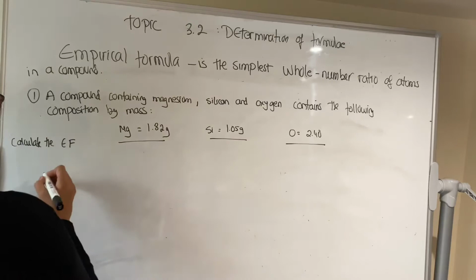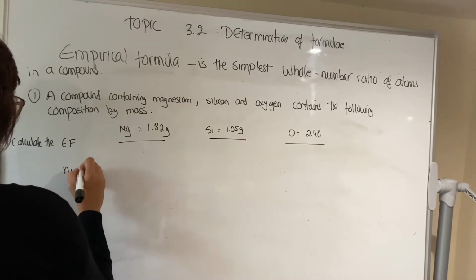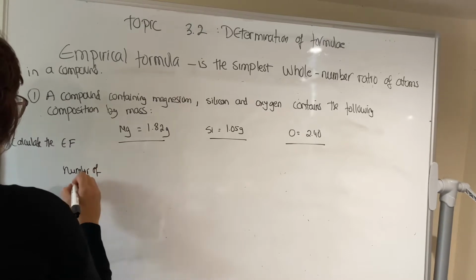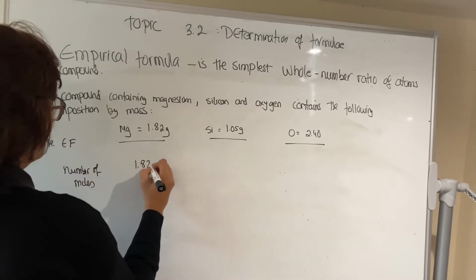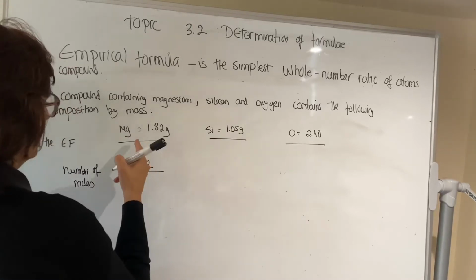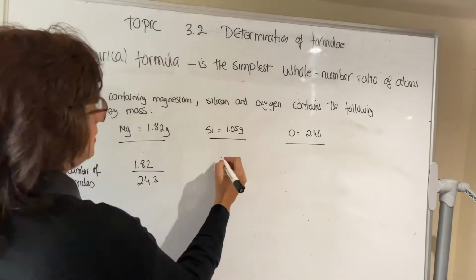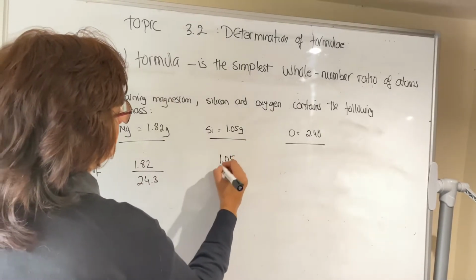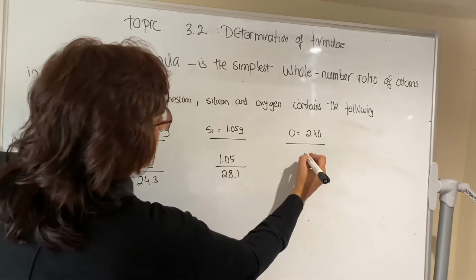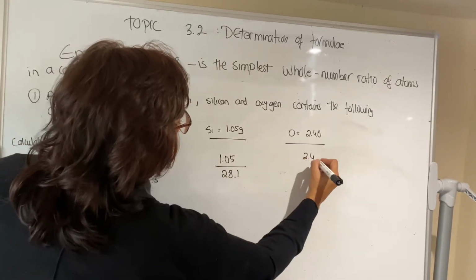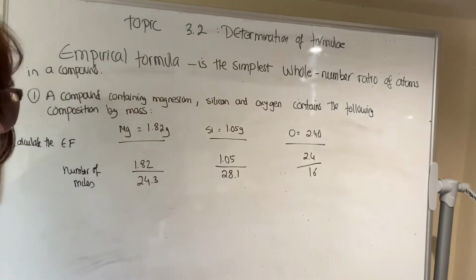So the first thing you do, you work out the number of moles of everything. So if you set it up like that, you've got 1.82 divided by the molar mass of magnesium, which is 24.3. Silicon is 1.05 divided by the molar mass of silicon, 28.1, and oxygen is 2.4 divided by the molar mass of 16. So you need to work out the moles.